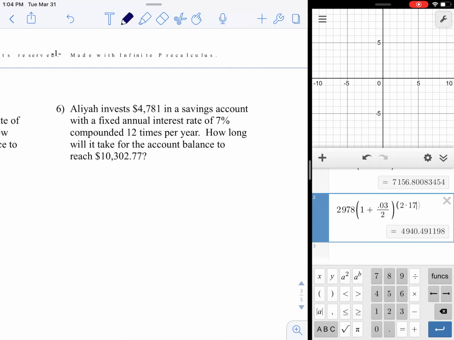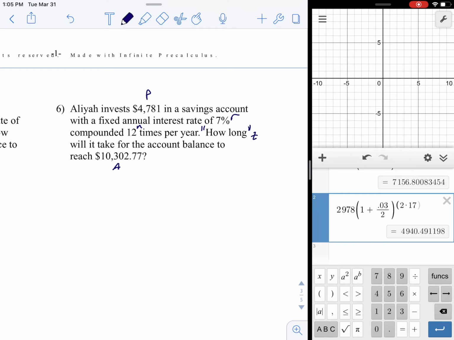Aaliyah invests $4,781. That's a principal amount in a savings account with a fixed annual rate of 7%. That's our rate. Compounded 12 times per year. That's our N. How long will it take for the account balance to reach $10,302.77? Okay, so now they're actually giving us the amount, and how long will it take is time.